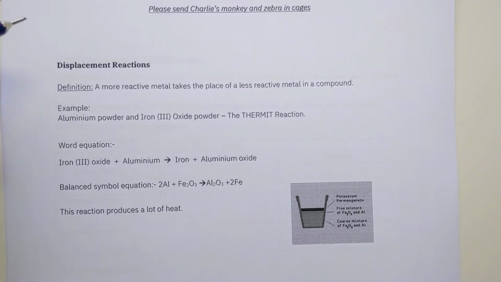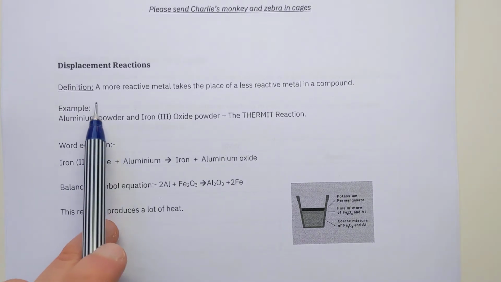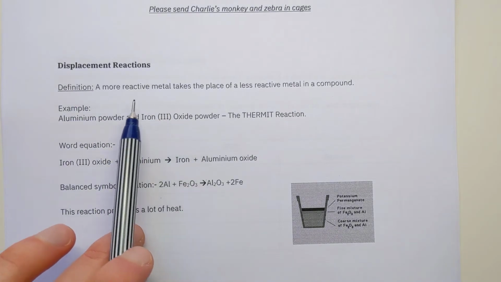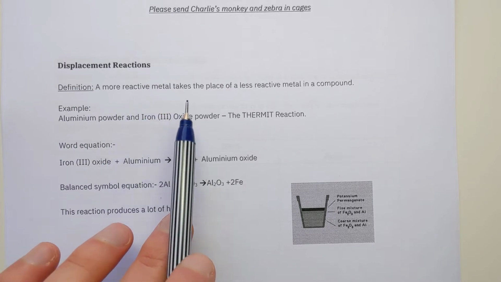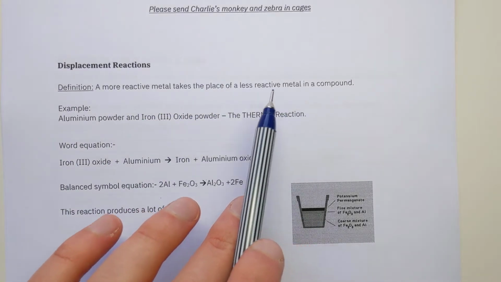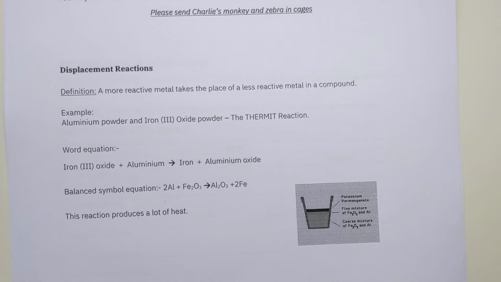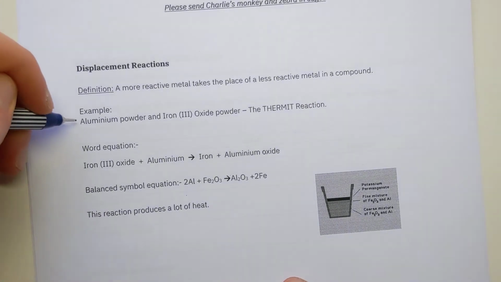So the first one we look at is here on the bottom of page 6. In fact, before going on to the example, just look at that definition. If you're asked to explain what a displacement reaction is, you write this: a more reactive metal takes the place of a less reactive metal in a compound. That will get you the mark there. First example of this, you can do a displacement reaction between two solids.